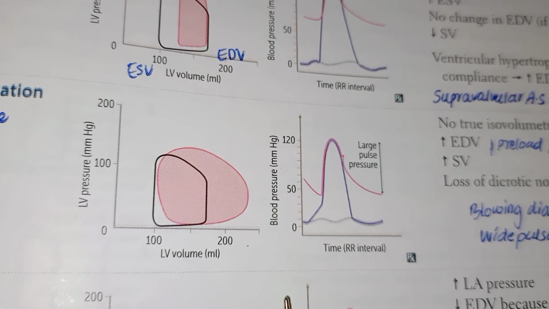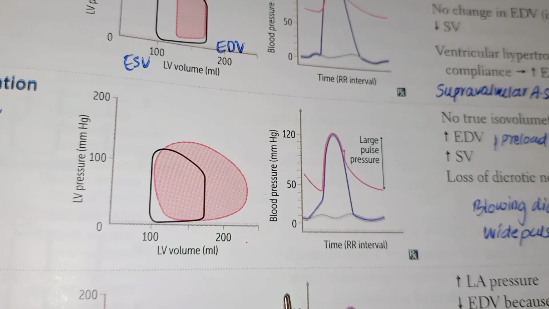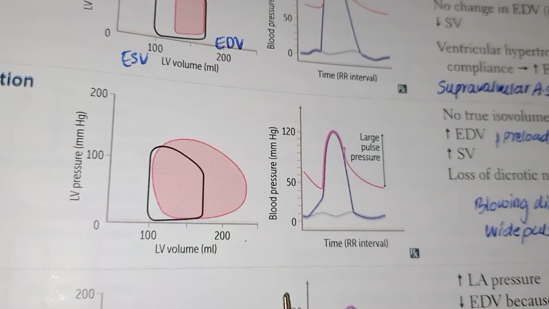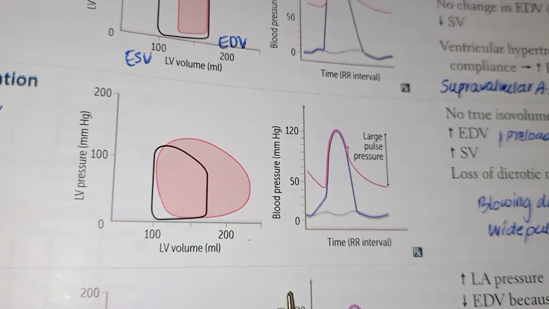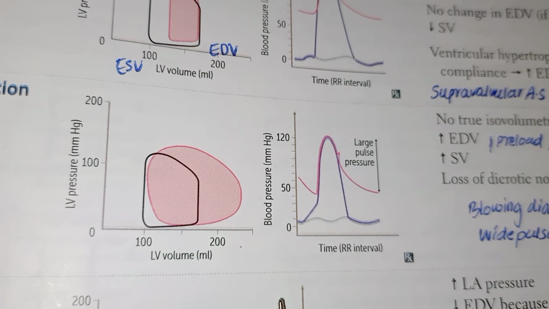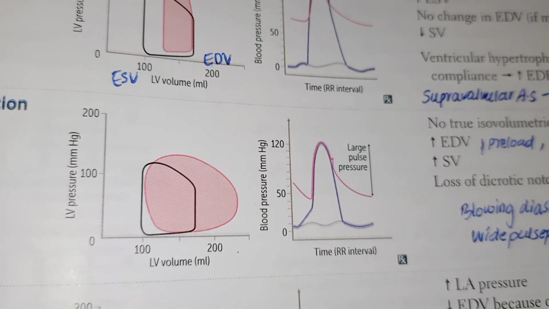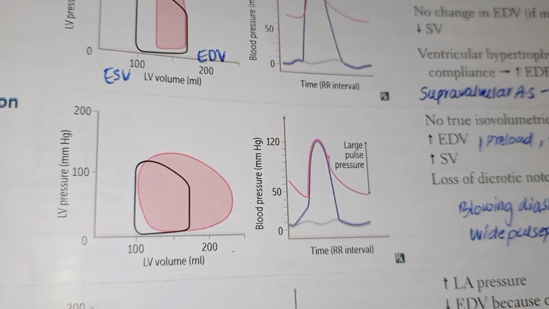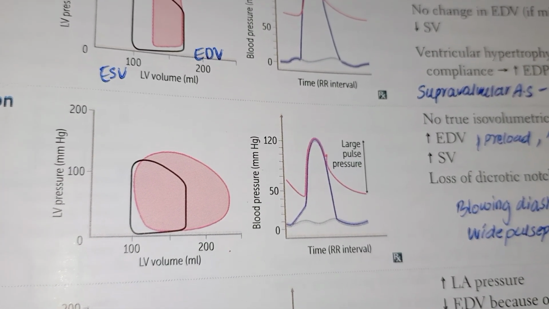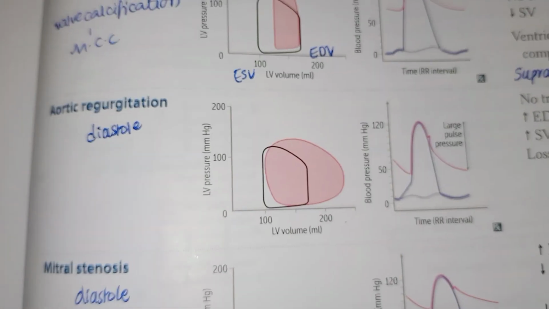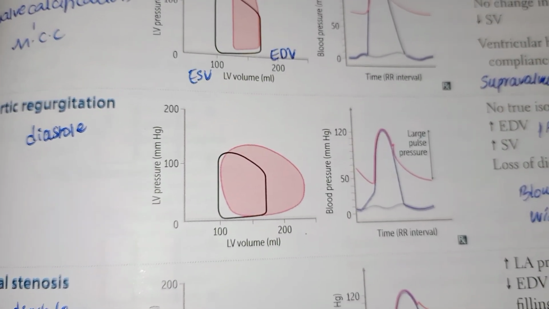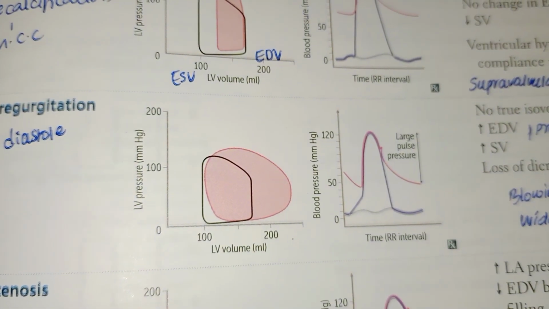Preload is increasing in this condition, and there is also an increase in stroke volume. End systolic volume is also increased somewhat, you can see here end systolic volume also increases. So end systolic volume increases, end diastolic volume increases, stroke volume increases. What is this condition? This is actually aortic regurgitation, that is the backflow of blood into the left atrium, right?